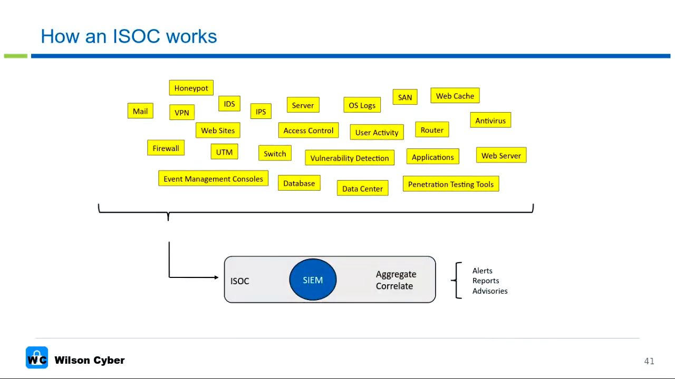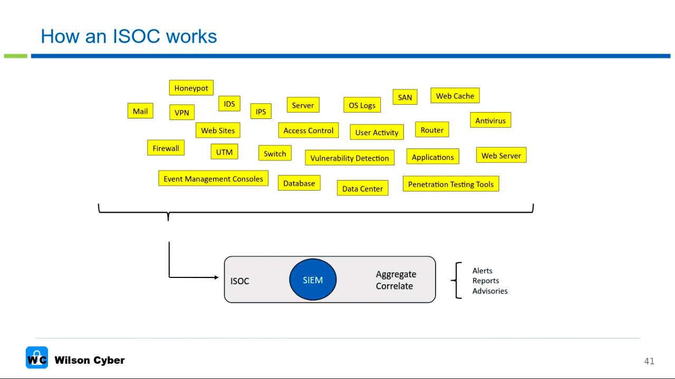How an ISOC works, we have many different functions or capabilities that we use to collect information: honeypots, mail, VPN, intrusion detection systems, intrusion prevention systems, websites, firewalls, unified threat management, event management consoles, databases, data centers, access controls, etc., are all aggregated and correlated into a central SIEM. And from that SIEM, we generate alerts, reports, and advisories, which basically tell us what's going on within the environment that we're managing.